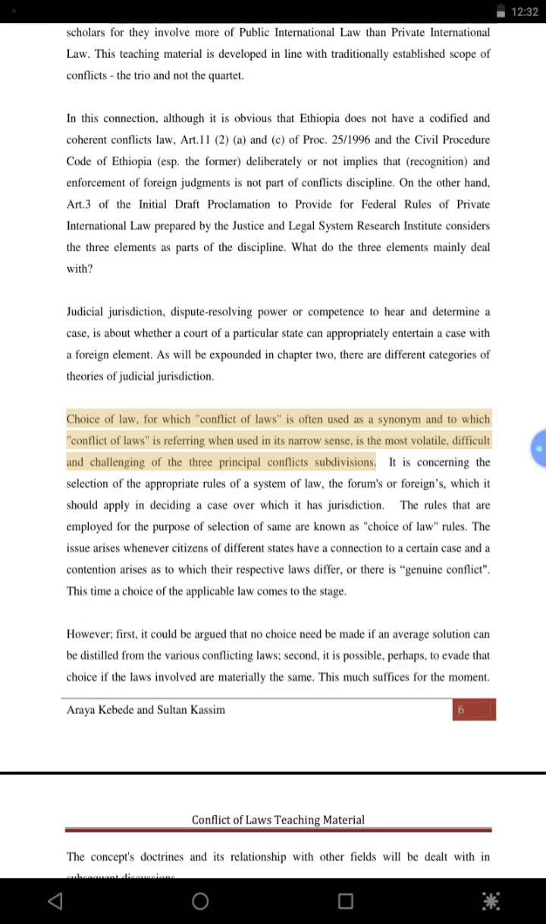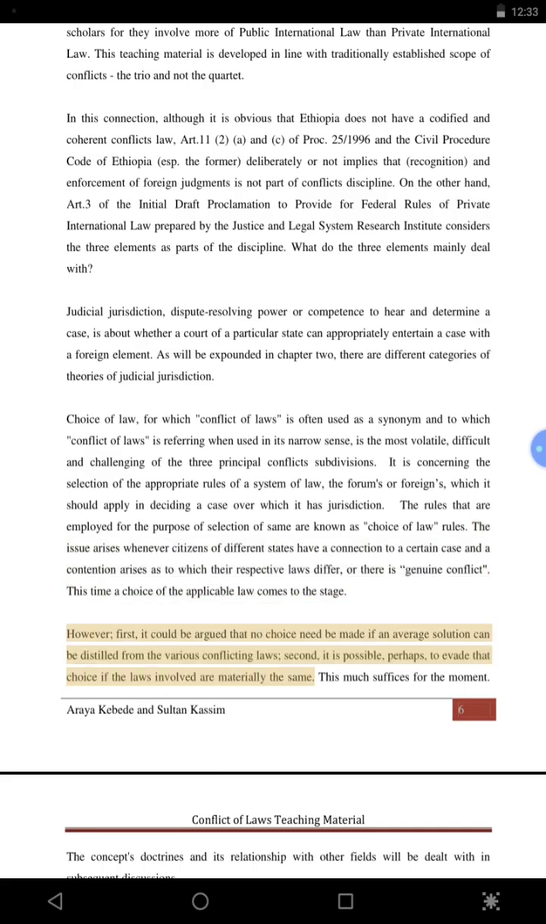Choice of law, for which conflict of laws is often used as a synonym and to which conflict of laws is referring when used in its narrow sense, is the most volatile, difficult and challenging of the three principal conflict subdivisions. It concerns the selection of the appropriate rules of a system of law, the forum's or foreign, which it should apply in deciding a case over which it has jurisdiction. The rules employed for the purpose of selection are known as choice of law rules. The issue arises whenever citizens of different states have a connection to a certain case and a contention arises as to which of their respective laws differ, or there is a genuine conflict. This time a choice of the applicable law comes to the stage.